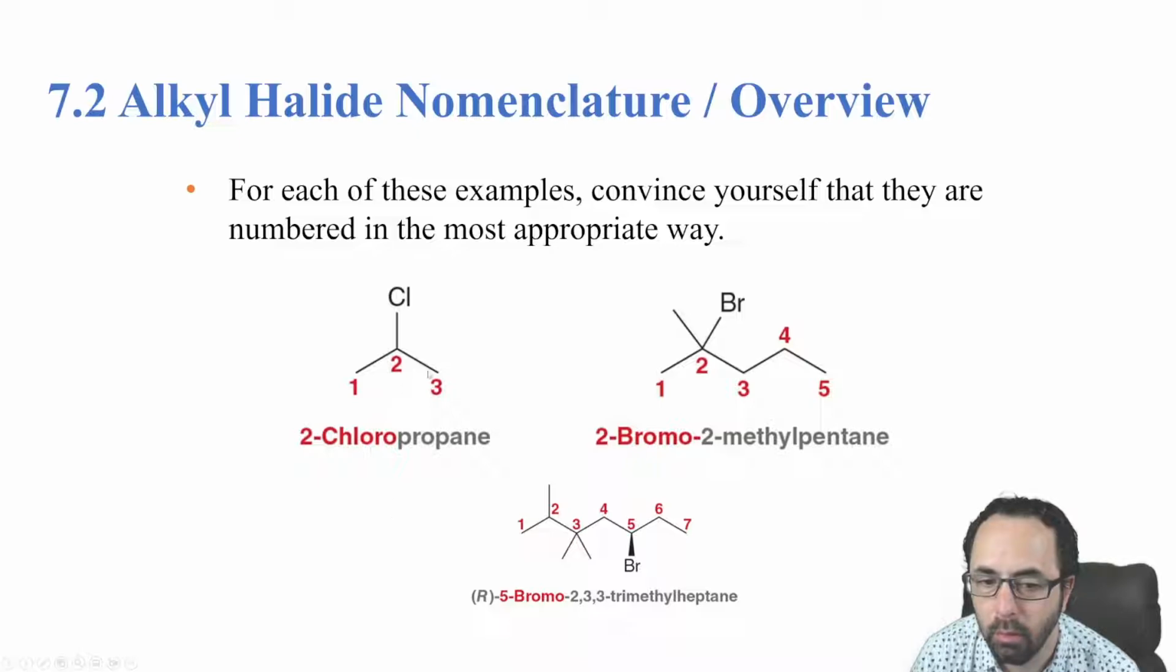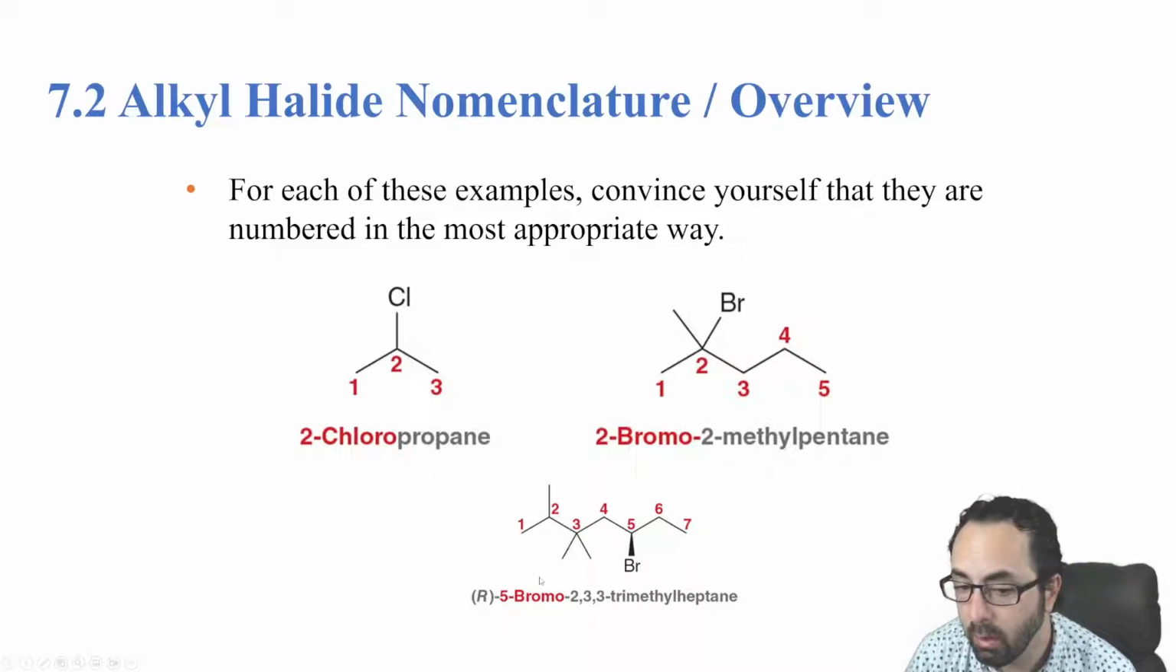So here, for example, the parent chain is propane with 1, 2, 3 carbons, and the chlorine is on the second carbon, so we call it 2-chloropropane. All the halides they have chloro, iodo, bromo, fluoro, so on. Here we have a parent chain that is pentane, 1, 2, 3, 4, 5 carbons. We number left to right because that's closest to the first branches here. So carbon number 2 has a bromo group. It also has a methyl group. We put the bromo before the methyl because B comes before M in the alphabet.